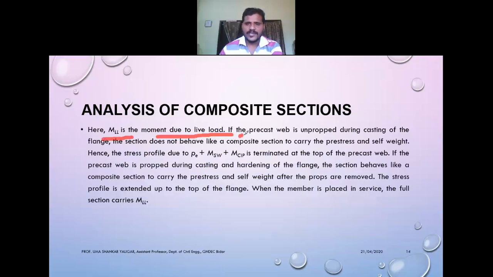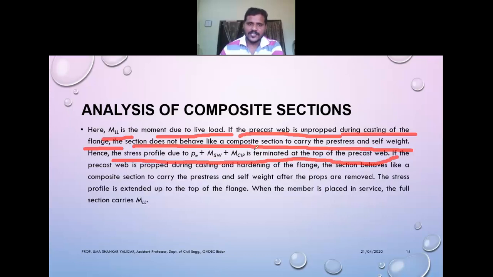If the precast web is unpropped, unpropped means you don't have any props below your precast web, then during the casting of the top flange the section does not behave like a composite section to carry the pre-stress and self weight. This you have to keep in mind. Hence, the stress profile due to PE plus MSW, MICP is terminated at the top of the precast web. It means that if it is an unpropped condition, you will consider only the stress due to effective pre-stress, the moment due to self weight, and the moment due to the self weight of the cast in place concrete.